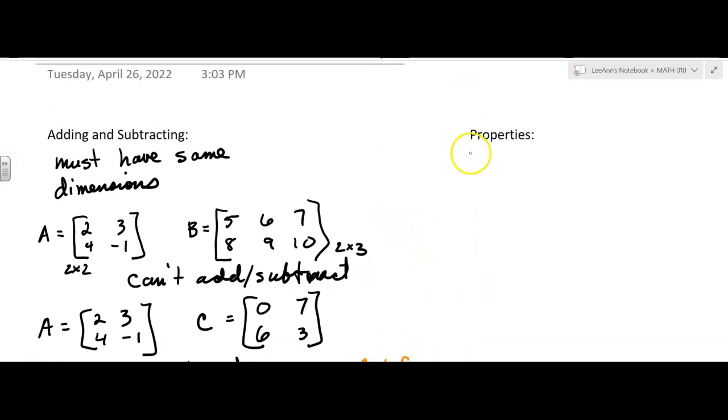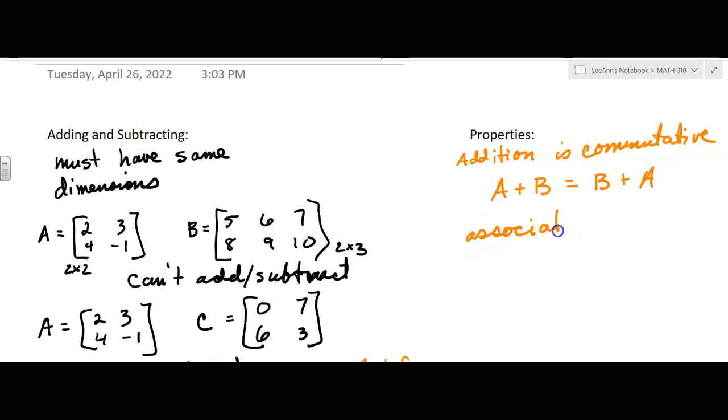Okay, properties. Matrix addition is commutative. And the way we write this is A plus B is equal to B plus A. It's also associative. So (A plus B) plus C is equal to A plus (B plus C). So it doesn't matter which two you add together first. Addition is commutative and associative for matrices.